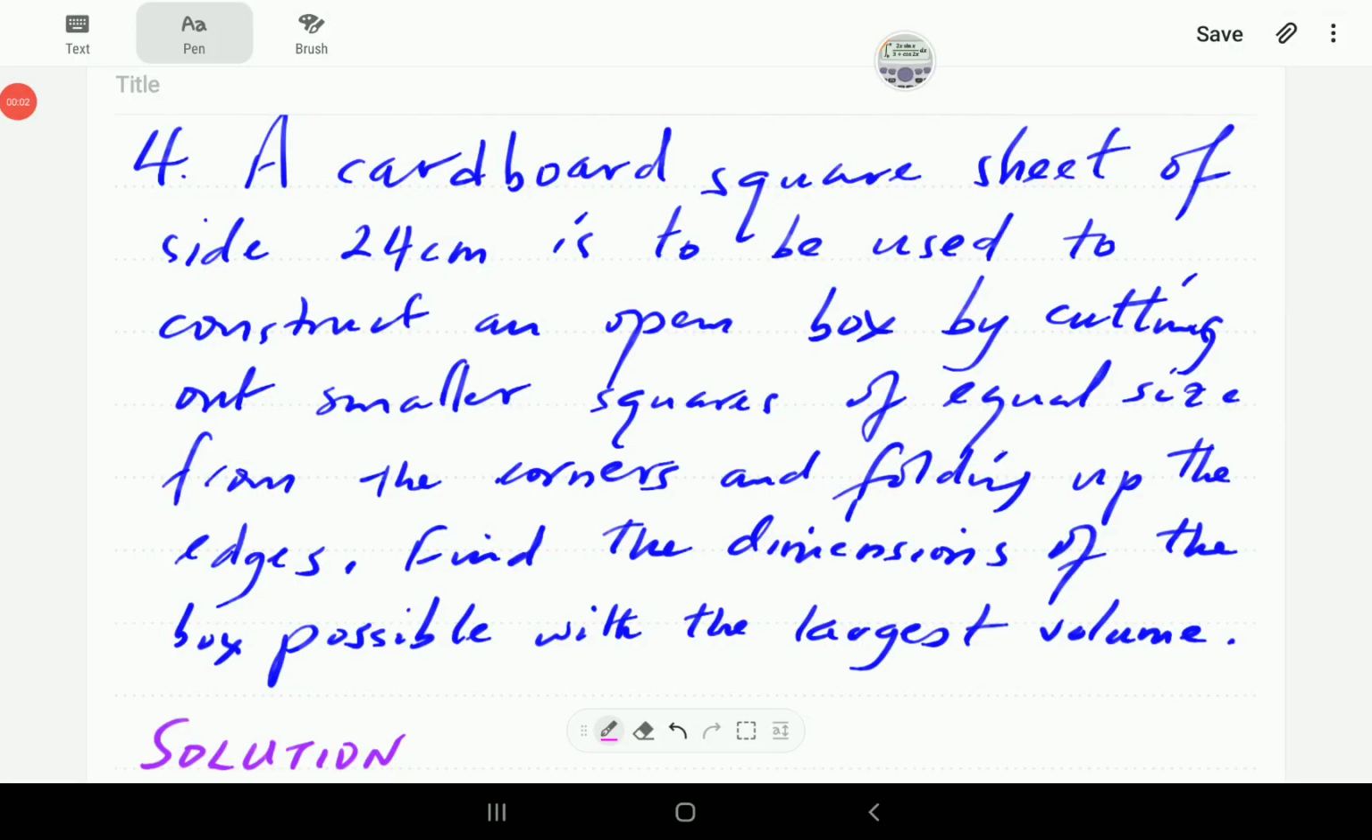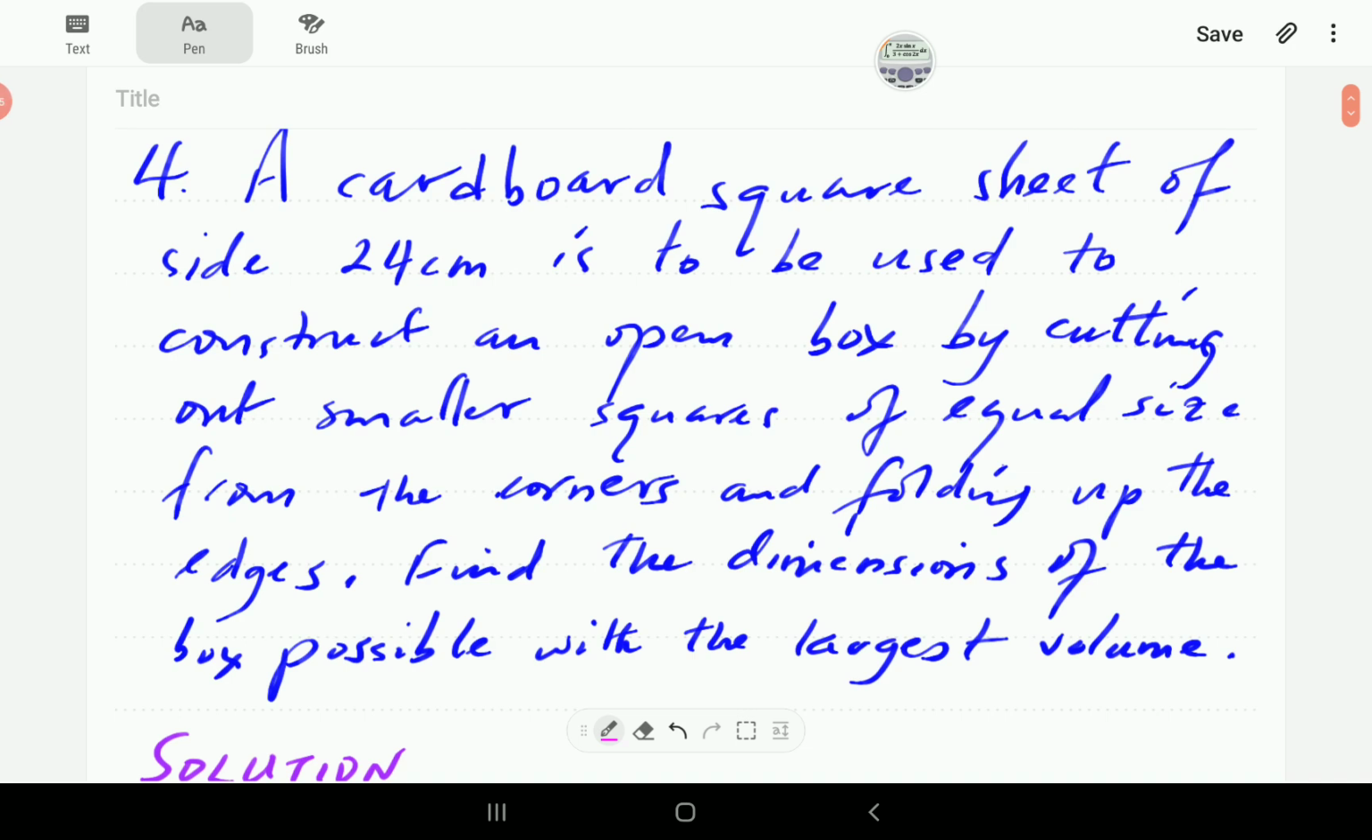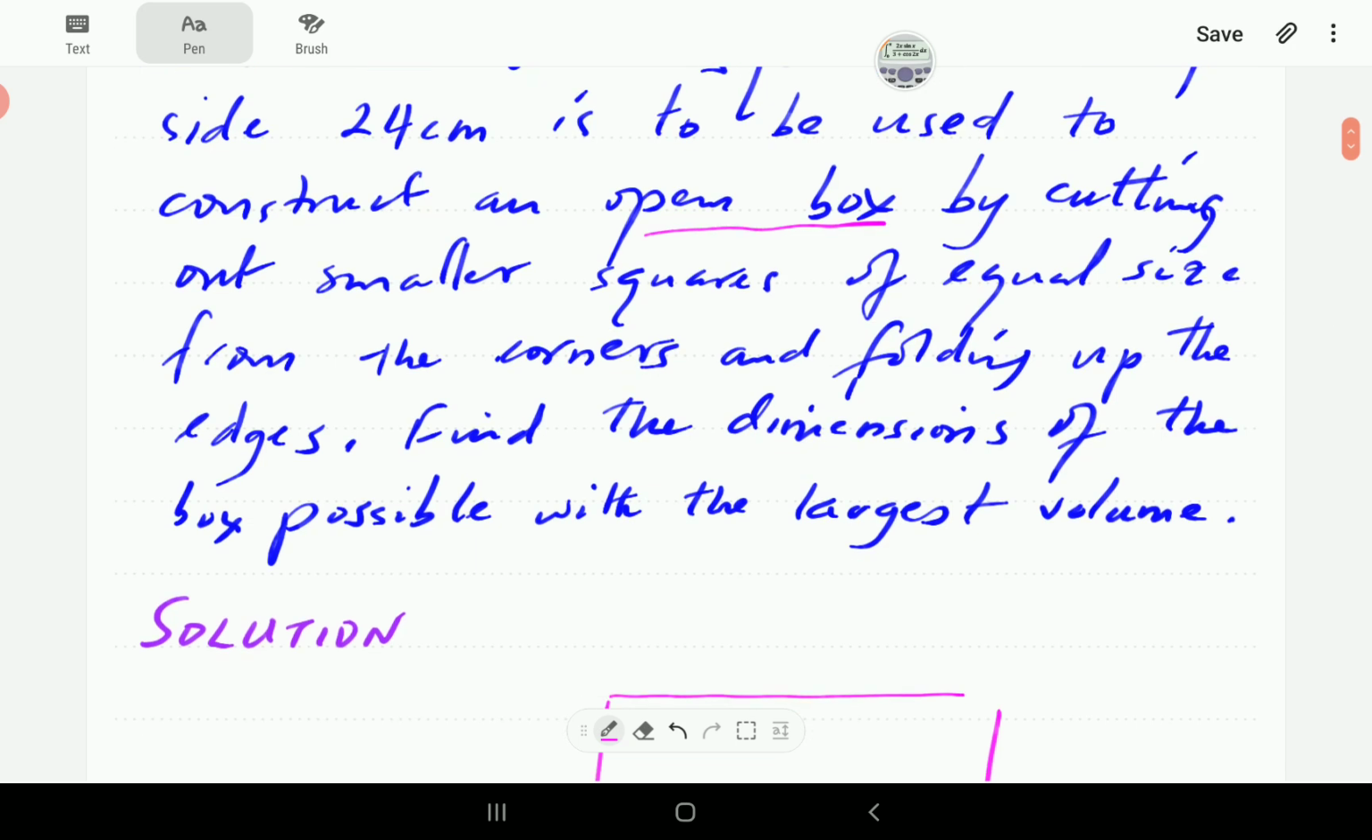Right, the next example is sourced from the world of packaging. So we have a cardboard square sheet of side 24 centimeters, and this is to be used to construct an open box by cutting out smaller squares of equal size from the corners and folding up the edges. Find the dimensions of the box possible with the largest volume.